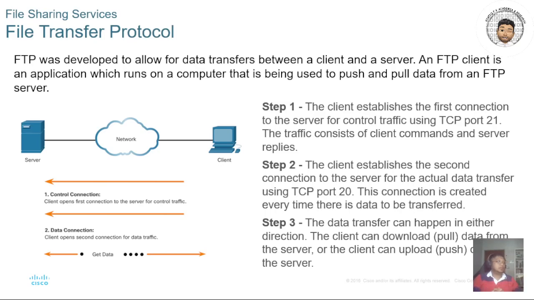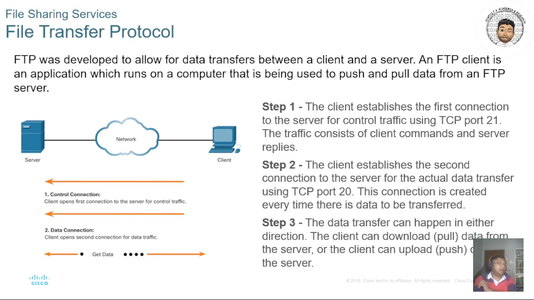File transfer and file sharing services. So we have File Transfer Protocol, which is what we call FTP. The control connection is where the client opens a first connection to the server for control traffic. The client opens a second connection for data transfer. Control traffic is for them to request and acknowledge any transfer or any missing data when they send the data. And then the data connection is where the data flows in.